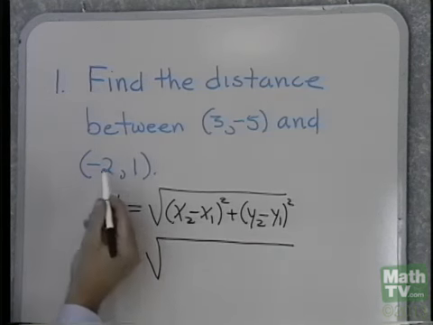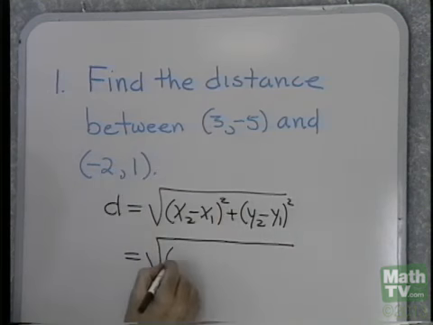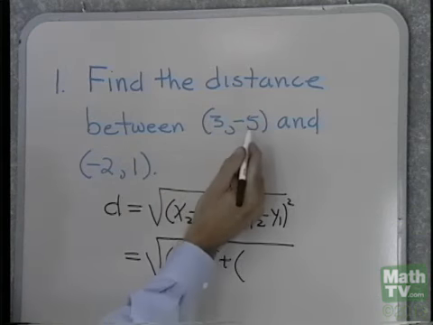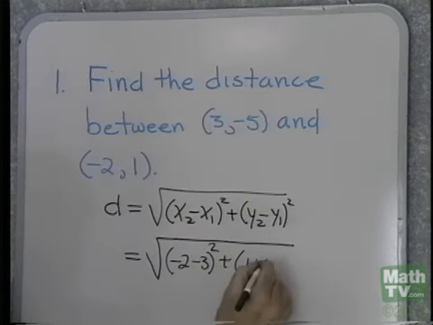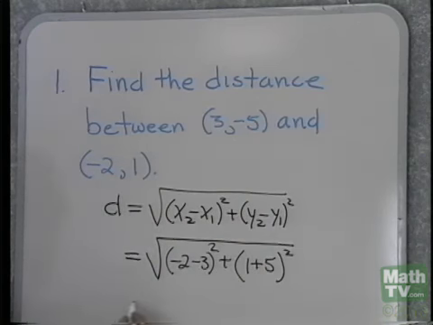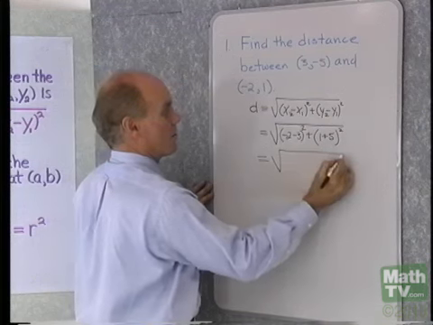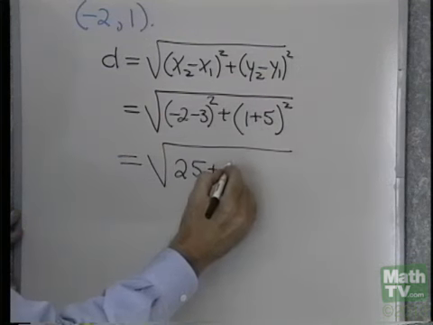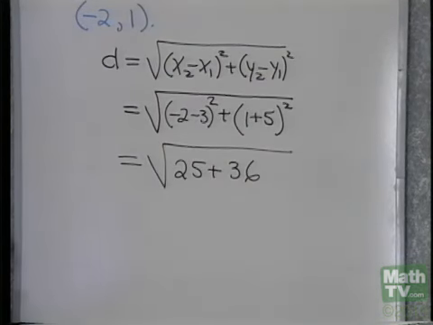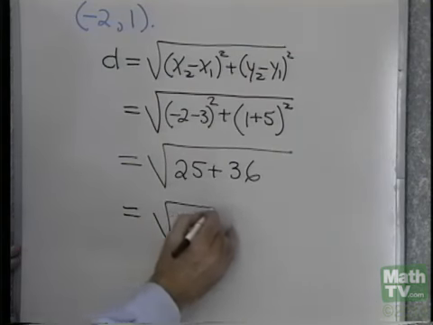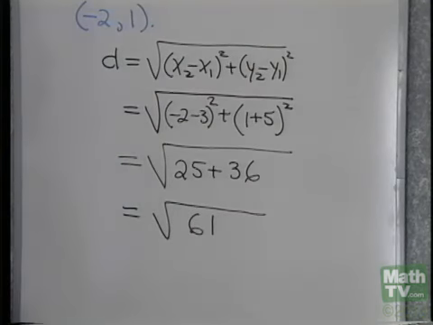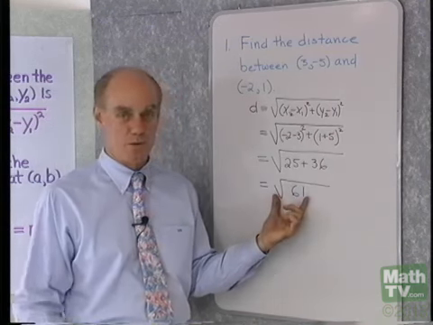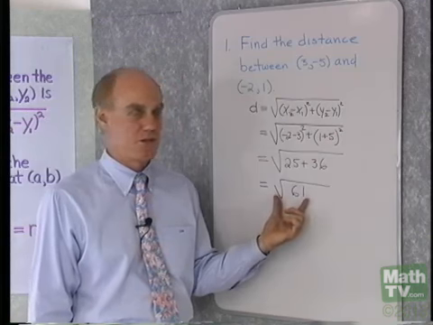So I'm going to start by, let's do this, negative 2 subtract 3, quantity squared, plus, let's go 1 subtract negative 5. So that'll be 1 plus 5, that quantity squared. So I end up with the square root of negative 5 squared, which is 25, plus 6 squared, which is 36. So that gives me the square root of 61. Now 61, I can't simplify that any further, so I'll just leave this as the square root of 61, or with a calculator I could find a decimal approximation to this.